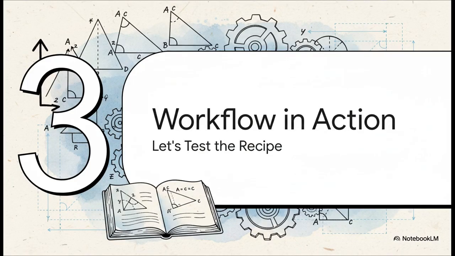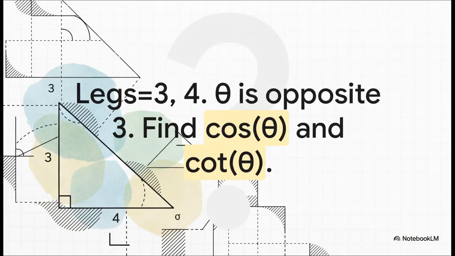Okay, theory is great, but let's see this thing in action. We're going to test drive this recipe on a few problems, starting easy and then ramping it up. All right, first step, we've got a right triangle. Its legs are 3 and 4. We're zeroing in on an angle we'll call theta, and we know it's across from that side with length 3. Our job? Figure out the cosine of theta and the cotangent of theta.